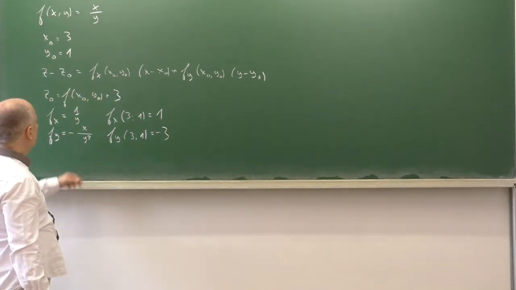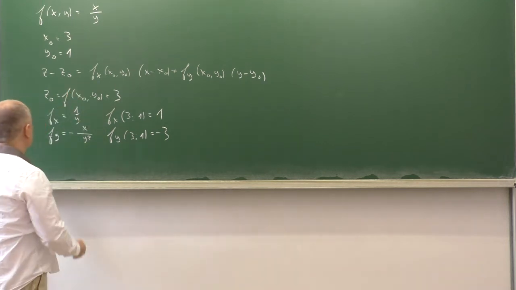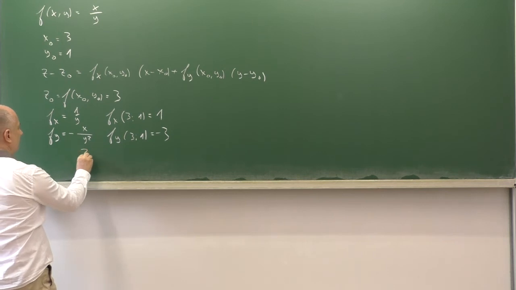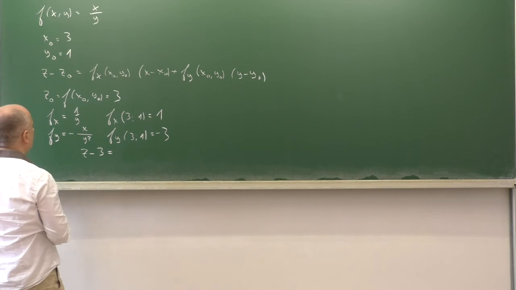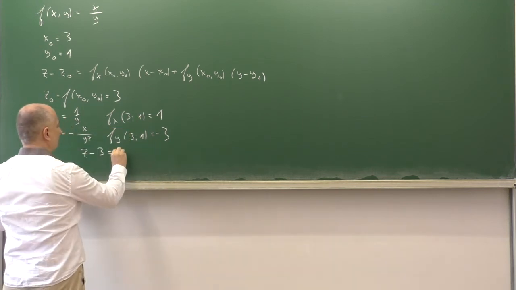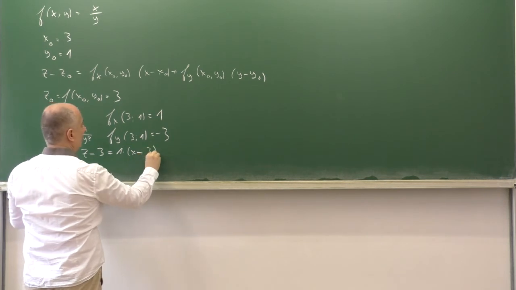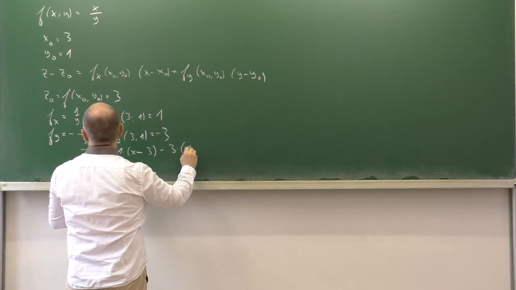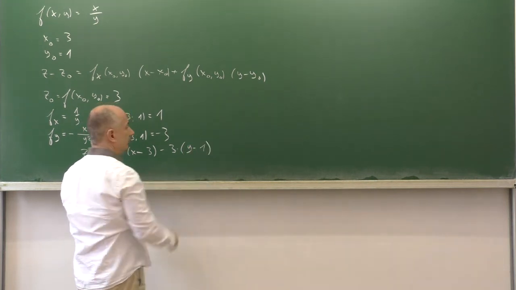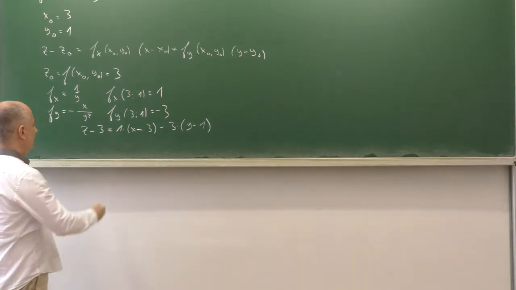Well, and at this point we have all we need, and we can write the equation of the tangent plane, namely z minus 3 is equal to 1 times x minus 3 minus 3 times y minus 1. And that's all. If you like, we can simplify this a little.